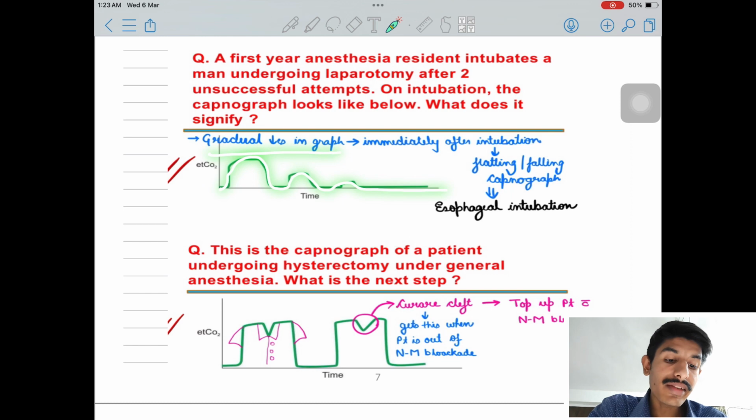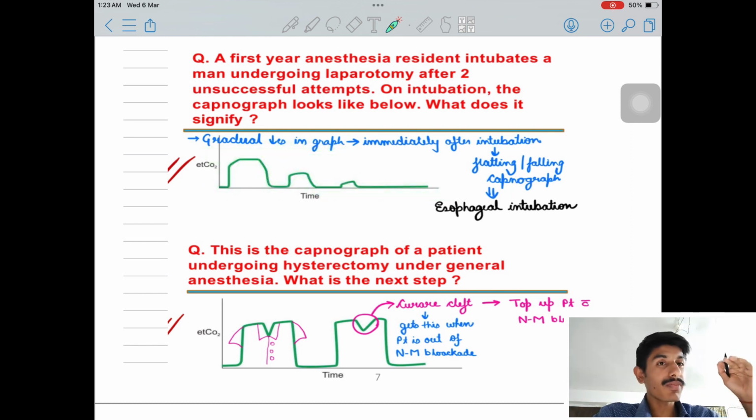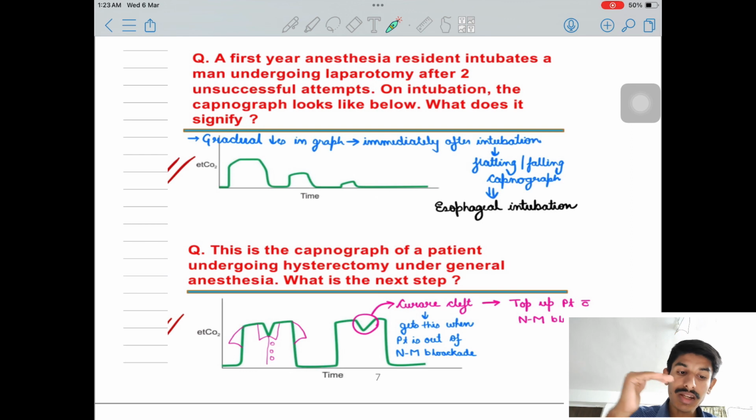So, a gradual decrease in the capnograph. First, a gradual decrease, because what we studied first was the step ladder pattern. The step ladder pattern is malignant hyperthermia in the capnograph, and now this one is decreasing, gradually and slowly.